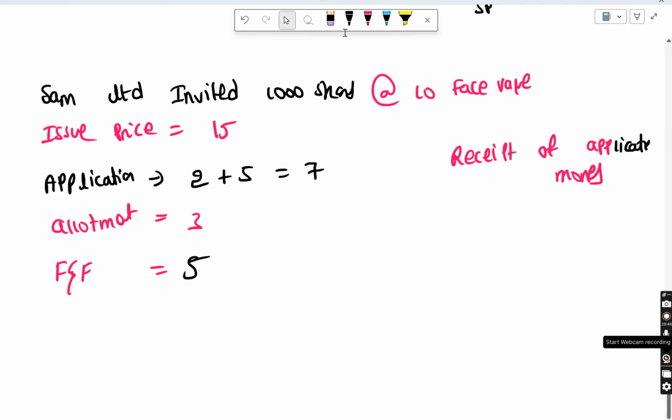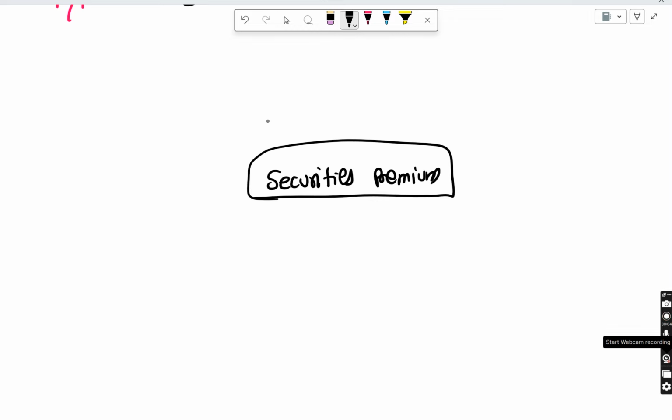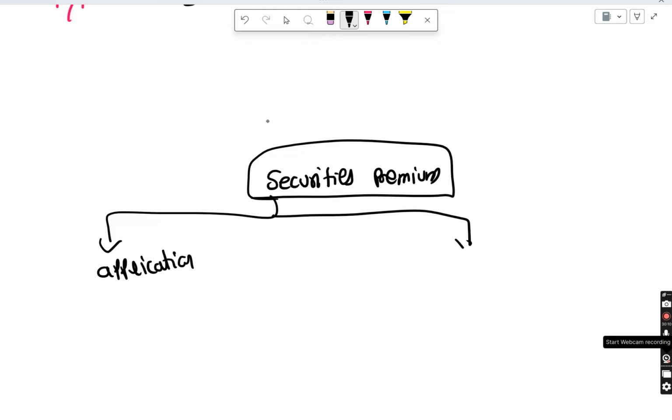Okay. So let's write this part. I will come to that part. Let's write this. See, securities premium can be collected in two stages. Securities premium can be collected in two stages. One is either in the application stage, or in the allotment stage.